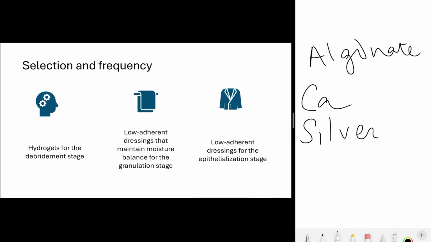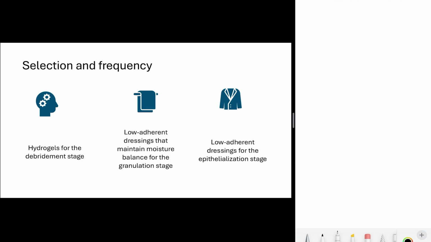So we can say hydrogels can be used for the debridement stage, low adherent dressings that maintain moisture balance for the granulation stage, and low adherent dressings for the epithelialization stage. So how often does a dressing need to be changed? A dressing needs to be changed once a day or every other day to avoid disturbing the wound healing environment.